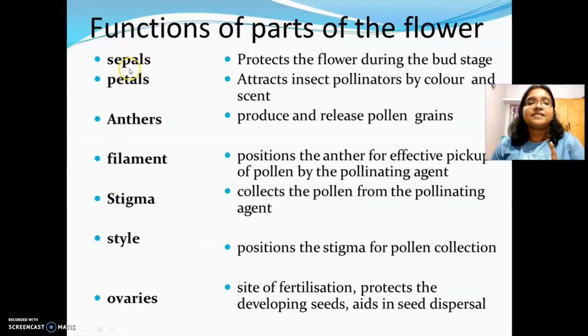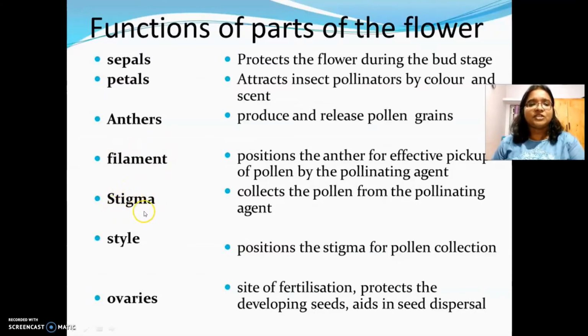And you know that sepals are green colored, and this is the one which protects a flower in its bud stage. Petals, as you know, are beautifully colored, so they attract insects for the process of pollination. Inside the anthers, pollen grains are present, so they are meant for the production of pollen grains with pollen cells. And the filaments hold the anthers in place for the process of pollination.